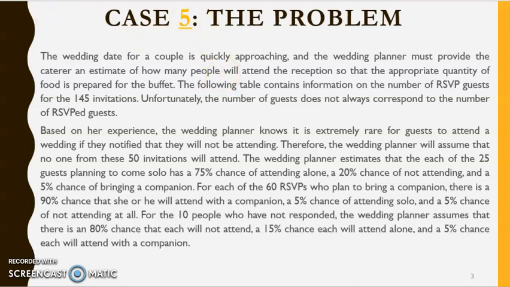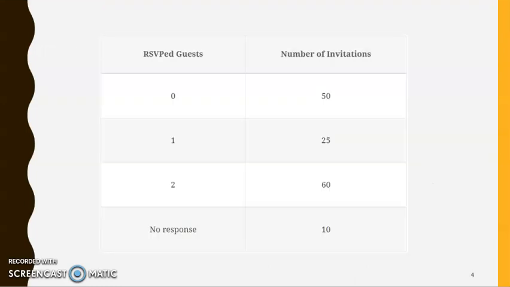Here we see the table that in the previous slide it was talking about. It says that we have 145 invitations, and here we have 50, 25, 60, 10. When we sum up these numbers, it is 145. But what does it mean? It means RSVP guest 0, number of invitation 50.